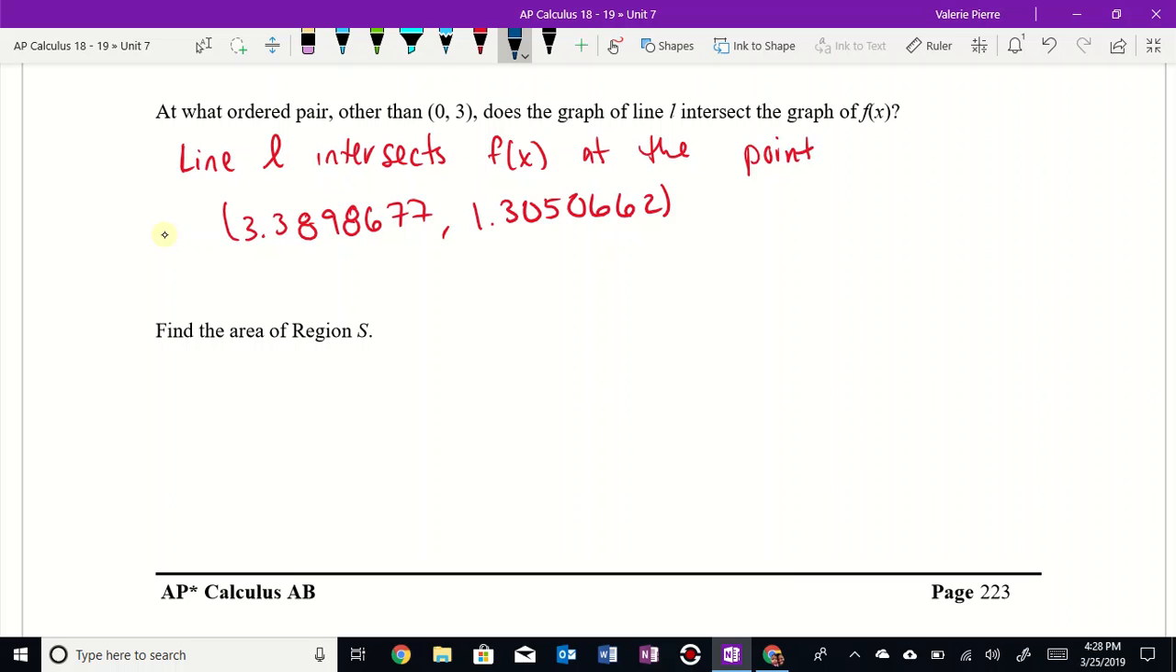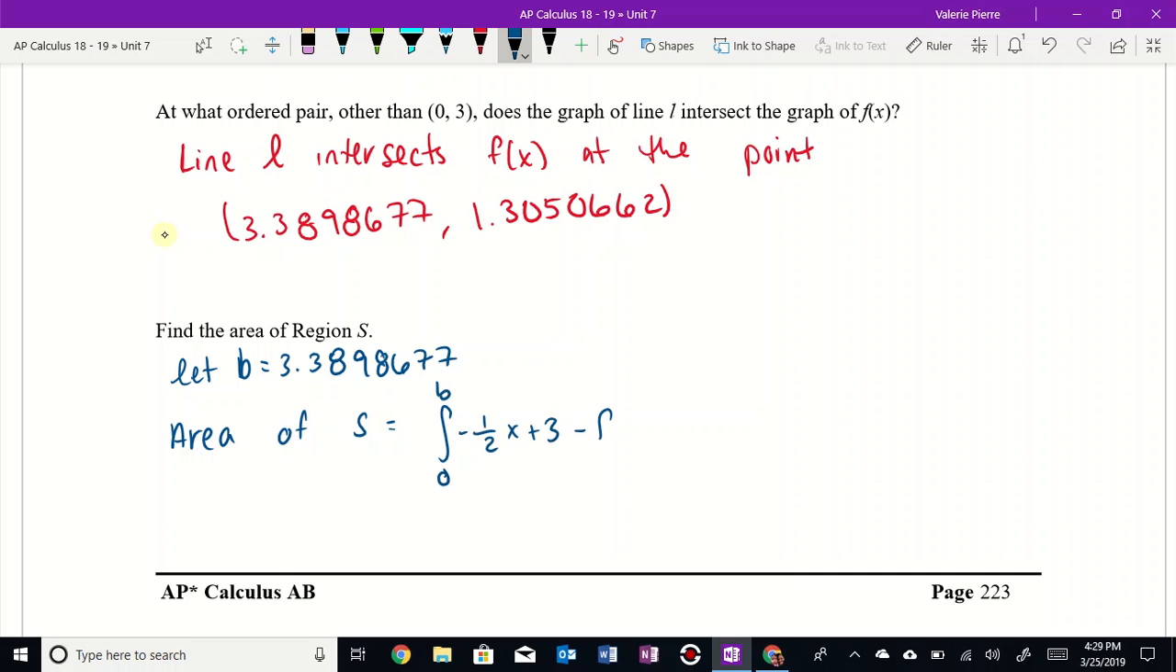So that I don't have to rewrite this every time, I'm going to let B equal 3.3898677. And I do this not just for my paper, but also in my calculator. You can store these numbers into your calculator so you don't have to retype them every single time. So the area of S is equal to the definite integral from 0 to B of negative 1/2 x plus 3 minus f of x dx. And when I plug that into a calculator, I get 6.982.